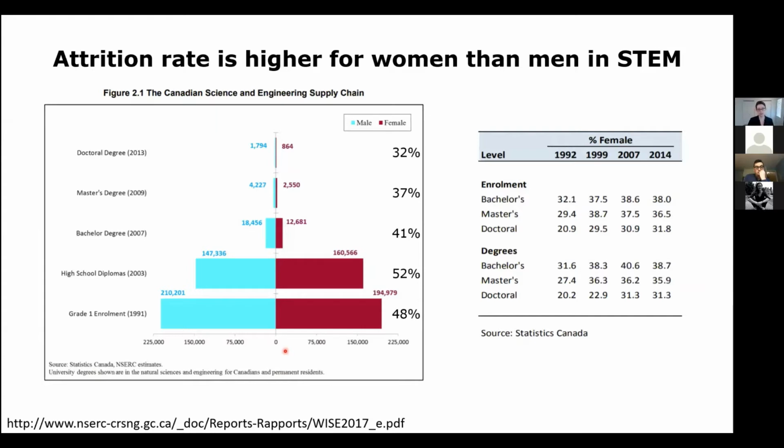So this slide comes from NSERC's Women in Science and Engineering report that came out in 2017. What they did was to look at one cohort of individuals who started grade 1 in 1991. 48% of these individuals were female. And again, they're just looking at gender as a binary, and it is not. In terms of graduating high school, 52% of graduates were female. But then the higher up the ladder you go, the higher attrition of women you see. So only 41% of bachelor's degree holders were female, 37% of master's, and 32% of doctoral degrees. So higher attrition, every level up the ladder you go.